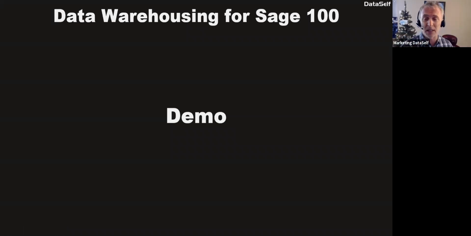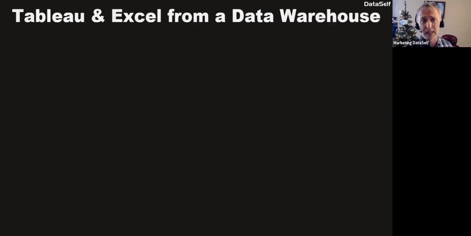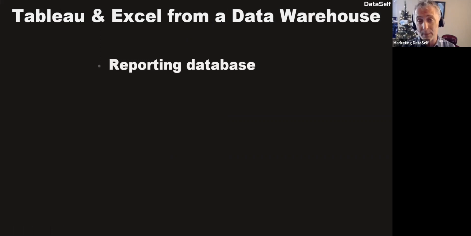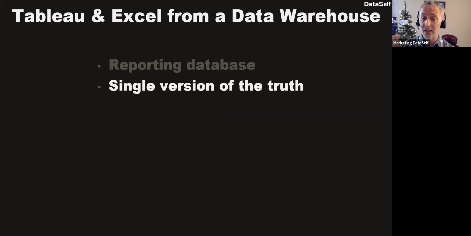Once the data warehouse is in place, already up and running and customized to specific needs, how can you use tools like Tableau and Excel to get the data out of it? So let's just cover, once the data is in the data warehouse, what happens? It's a reporting database, so it has been optimized to get the data out. It's a single version of truth. All the metrics are pre-calculated.